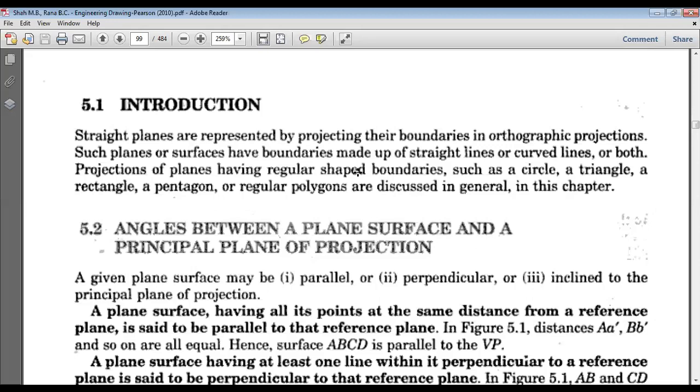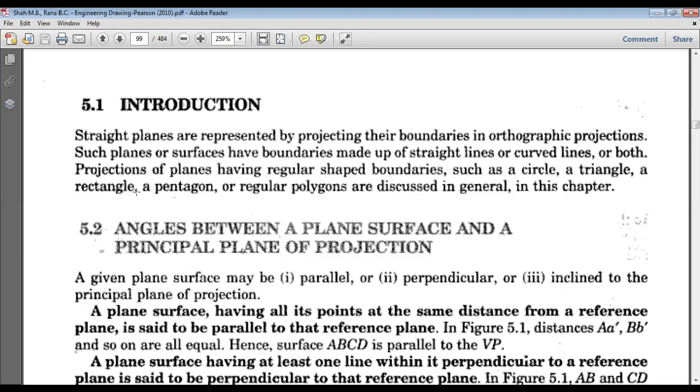But when we talk about projection of planes, it means regular shaped boundaries such as a circle, triangle, and rectangle. How do we draw them? If we are given a rectangle, how will you draw it in front view and top view, or a pentagon or a regular polygon? You know that in first angle projection, the front view is projected above the xy, and the top view is projected below the xy. Okay, that is how we are doing it.